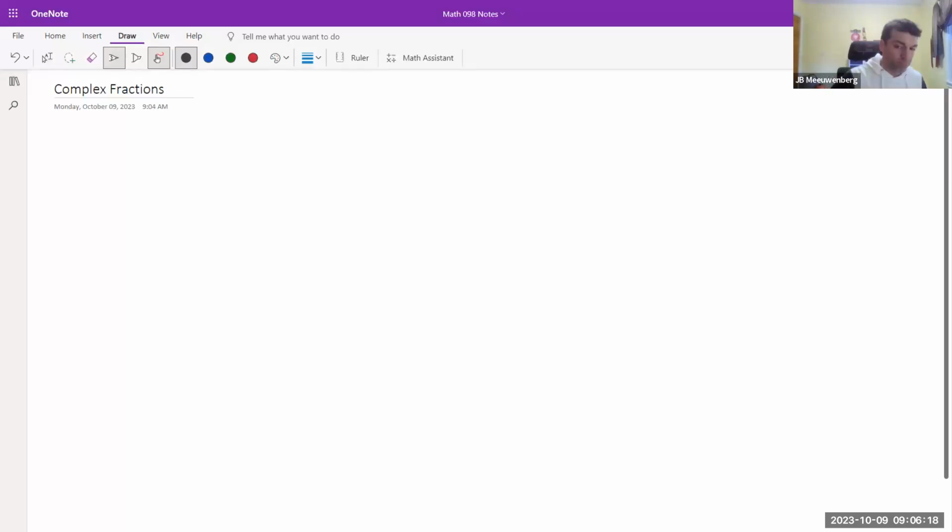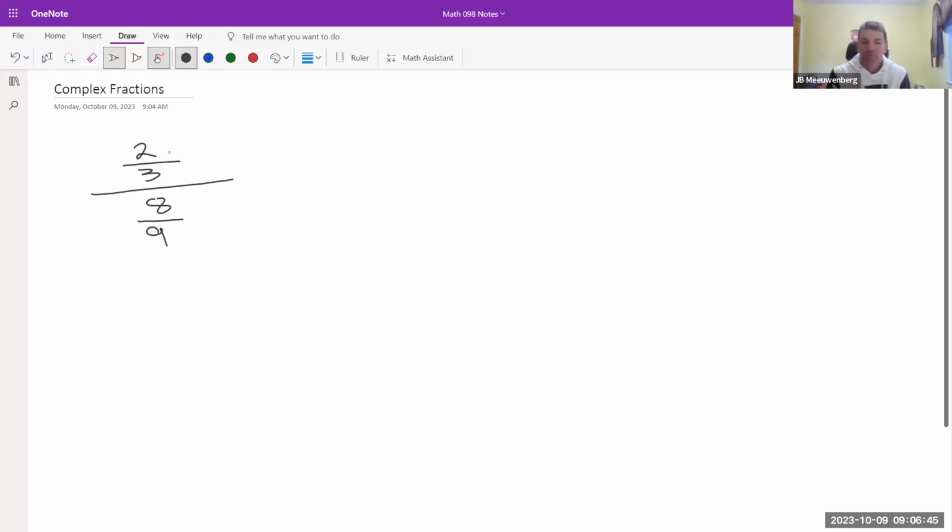Complex fractions. It has a difficult sounding name, but I really don't think it is as bad as it sounds. So what is a complex fraction? It's really a fraction within a fraction. It's a fraction that has another fraction within it, or two other fractions. So it might look something like this.